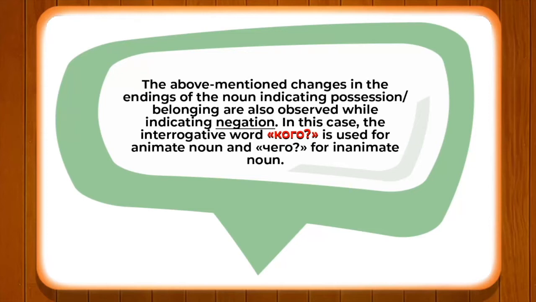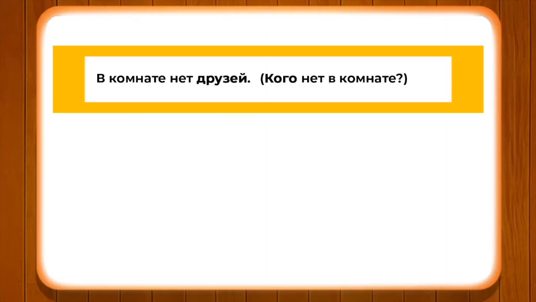To understand it properly and differentiate between the questions кого and чего, let's have some examples. В комнате нет друзей. В комнате нет кого? Why кого? Because we know that друг is an example of an animate noun. So, the plural form of друг in nominative is друзья. And likewise, when we put нет, it changes into нет друзей.